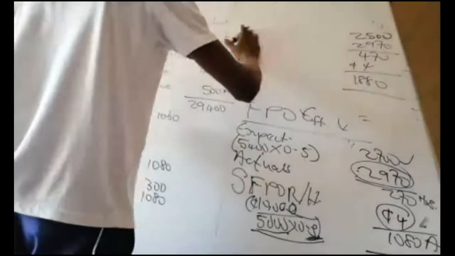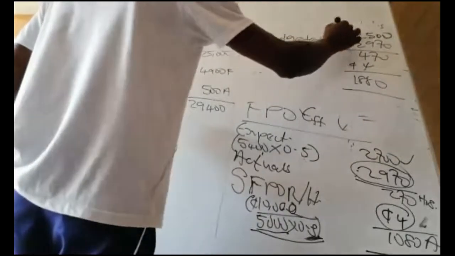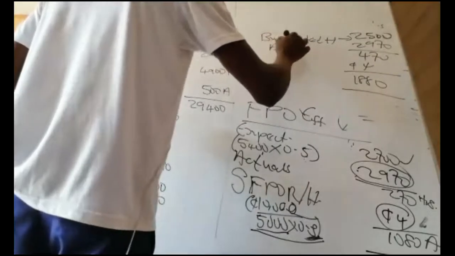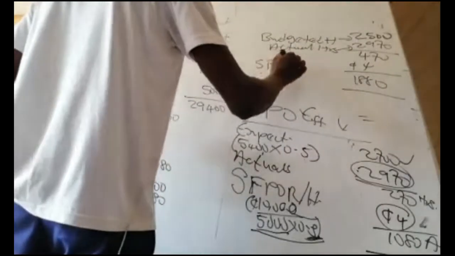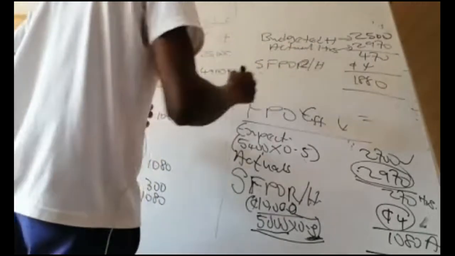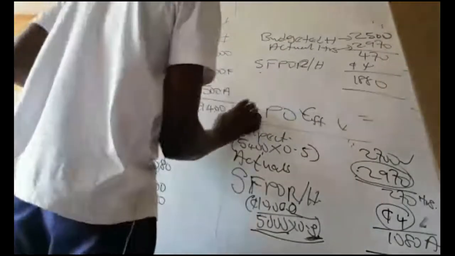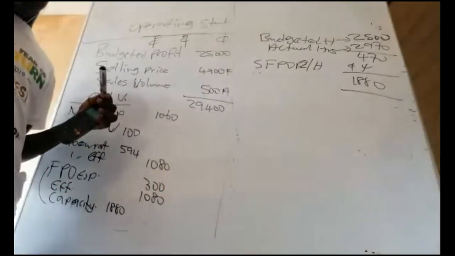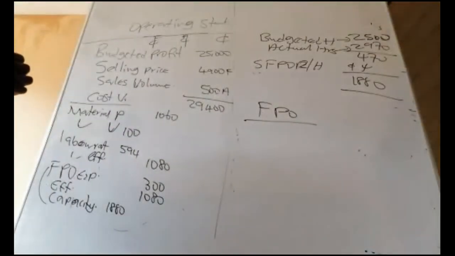This one is budgeted hours versus actual hours. And then the standard fixed production overhead rate per hour. That's that one. Good. Now I'm going to use one rate to do the calculation. Now, to get the fixed production overhead, just one, you use the absorbed overheads.